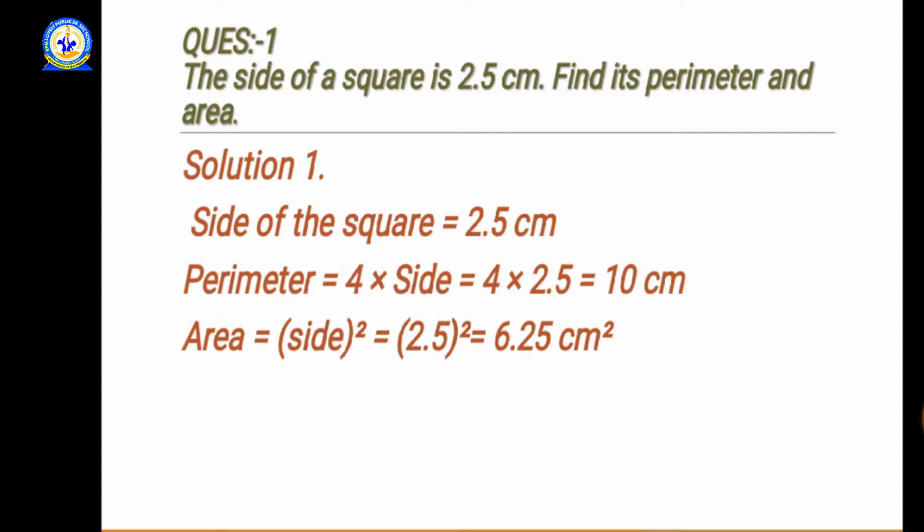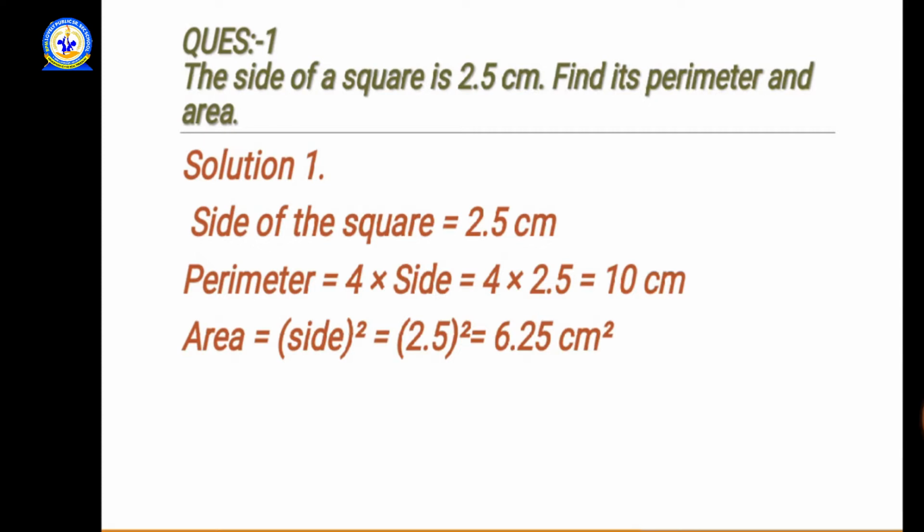The side of a square. We will write first: side of the square is equals to 2.5 centimeter. What we have to find is its perimeter. Perimeter of square. What is the formula of perimeter of square? That is equals to 4 into side.